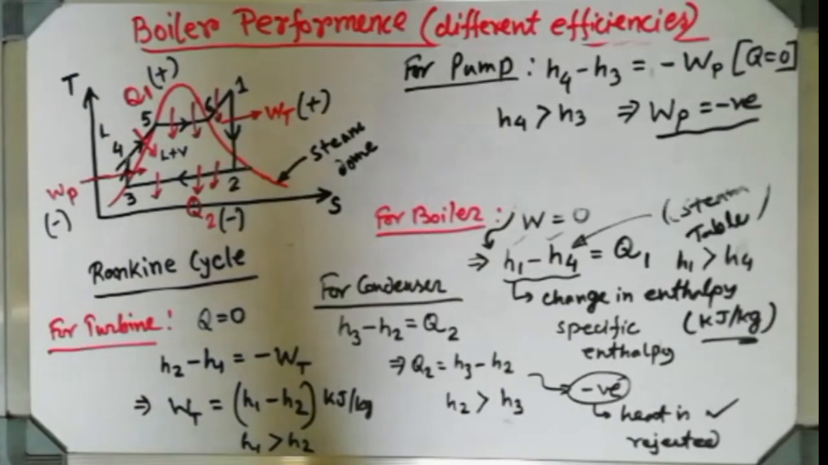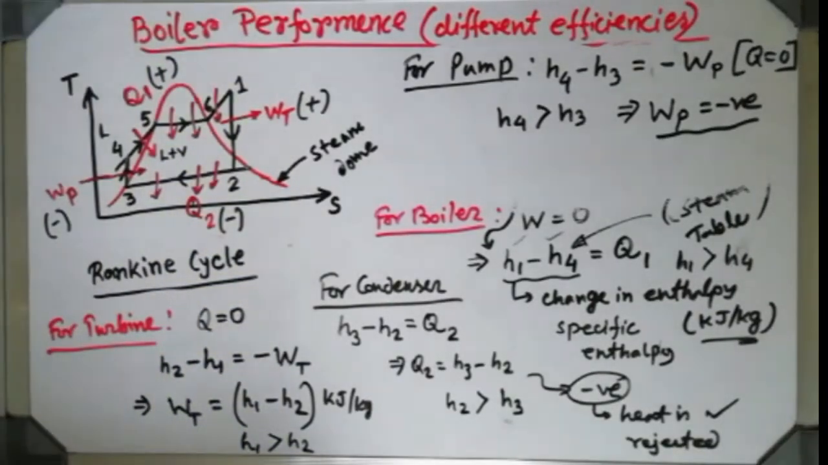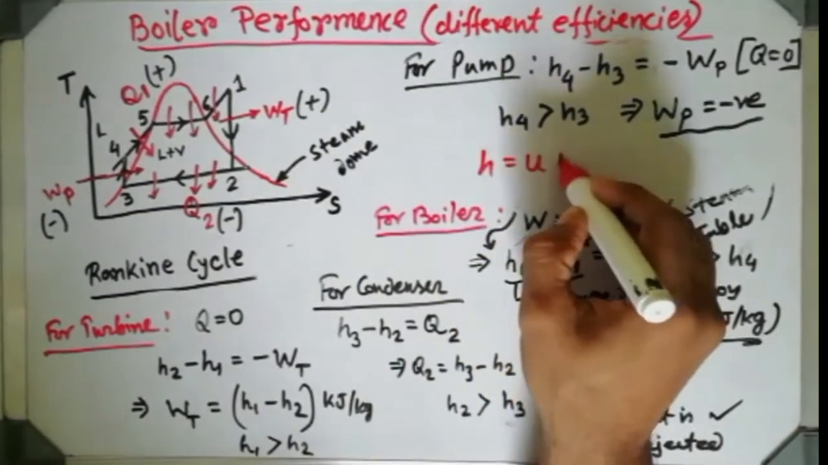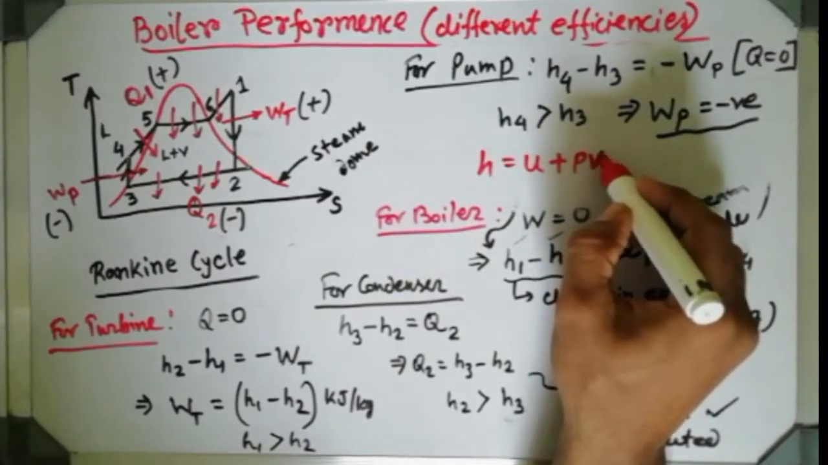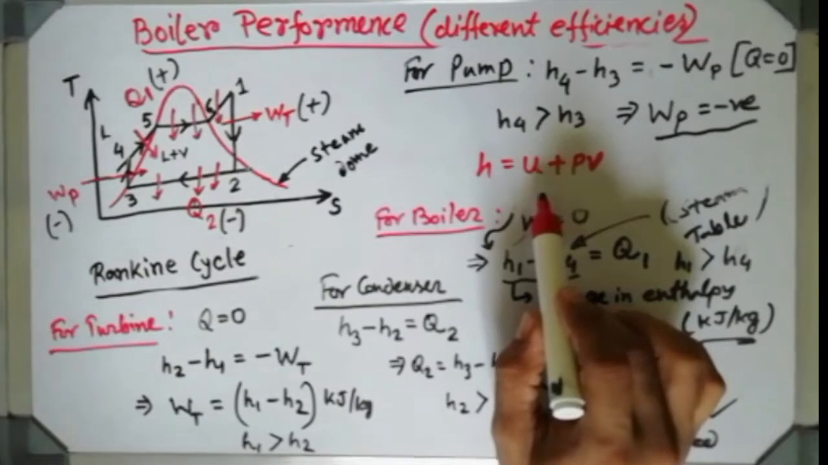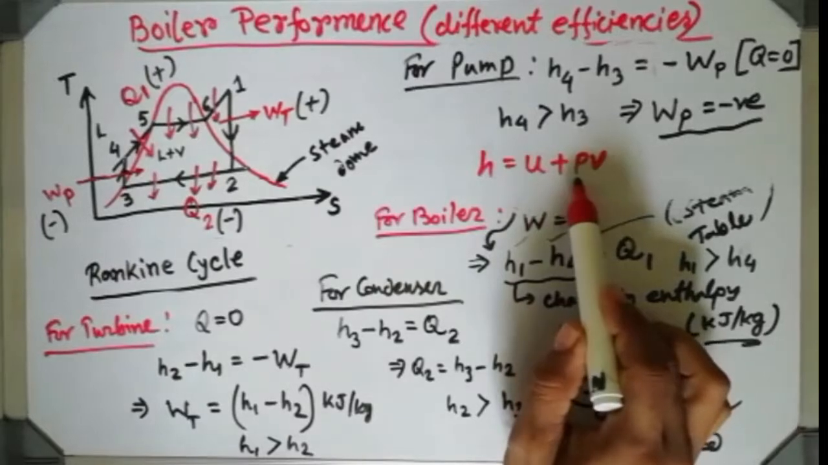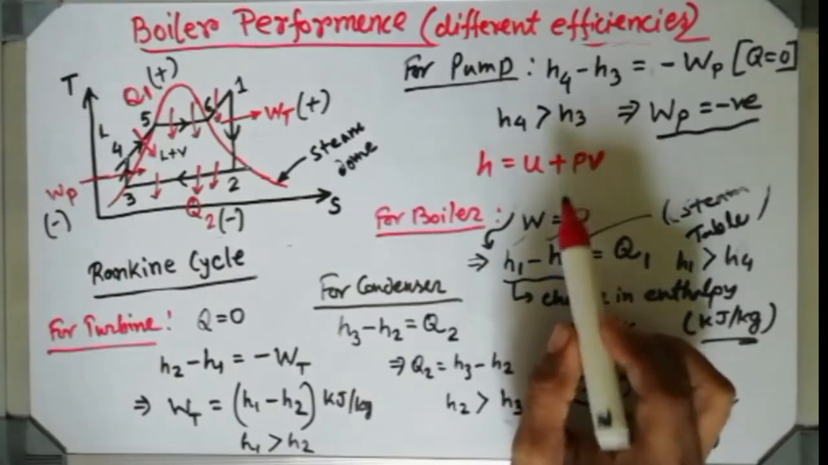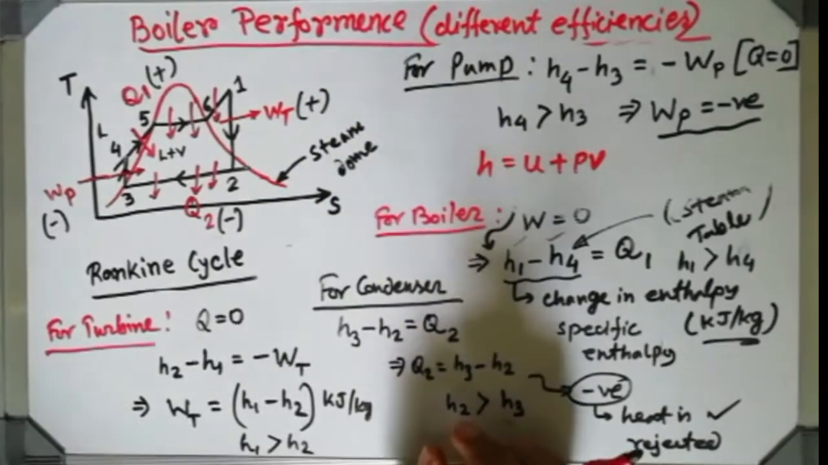I'm not talking about temperature. I'm talking about the enthalpy, and enthalpy is related to three things: one is internal energy, one is pressure, and one is specific volume. These three things actually give the value of enthalpy. If you find these three values with respect to some pressure, then you can find the enthalpy value.